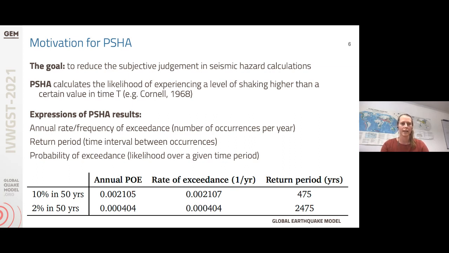The first is the annual rate or frequency of exceedance, so the number of occurrences per year of ground motions that exceed the level of interest. The inverse of this is a return period, which is the time interval between occurrences. And the final expression is the probability of exceedance, or the likelihood over a given time period. The table at the bottom of this slide shows some of the common values of each of these expressions that are used in PSHA applications. So you'll be seeing these numbers a few times throughout this presentation.